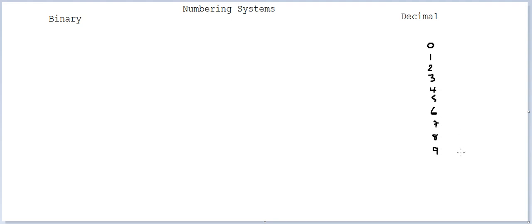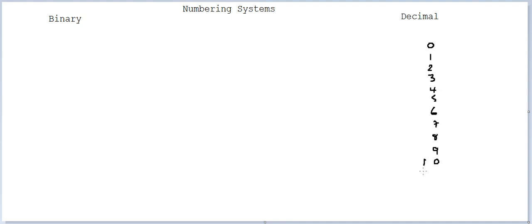Deci means 10. Bi of binary means 2. So the binary system has only got 2 digits. Decimal system has got 10. So how do we represent a number that's bigger than 9? 9 is the biggest single digit in the decimal numbering system. Well, as you know, we have to use 2 digits. So for 10, we would write 1, 0, and that represents 10. So bear in mind that this 1 on the left is worth 10. 1 times 10 is worth 10.